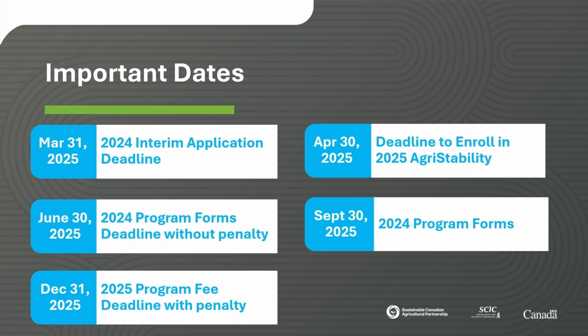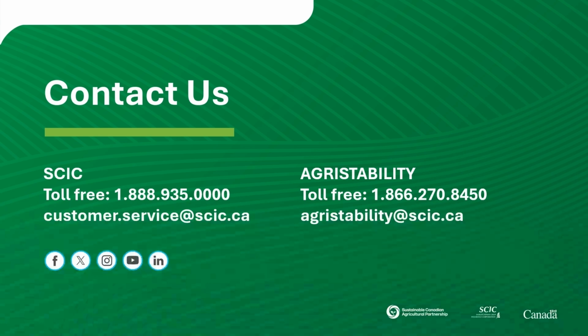And if you want to reach out and contact us, here are our toll-free numbers and emails. The toll-free number on the left is for all of the other programs that SCIC administers, along with our customer service email. AgriStability has its own toll-free call center. There's the toll-free number and the email for AgriStability at head office.